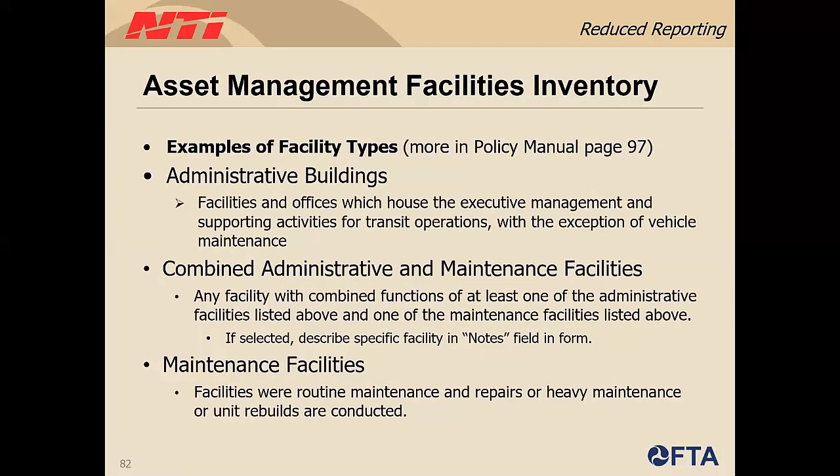A few common examples of facility types are administrative buildings, which are the offices that house executive management and supporting activities for transit operations, combined administrative and maintenance facilities, which are facilities that combine the functions of both an administrative and maintenance facility, and finally, maintenance facilities. These are facilities where routine and heavy maintenance on vehicles is performed.